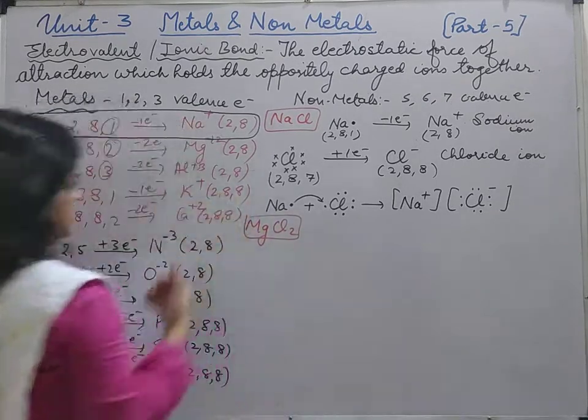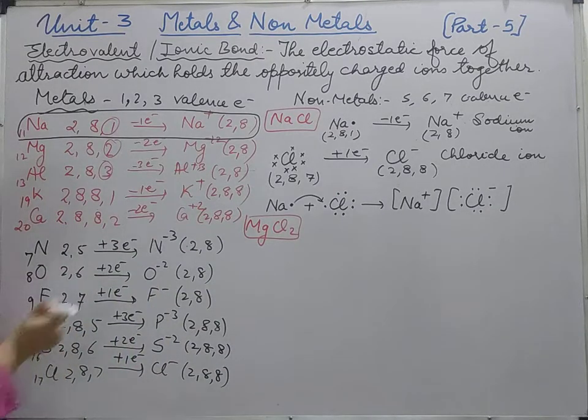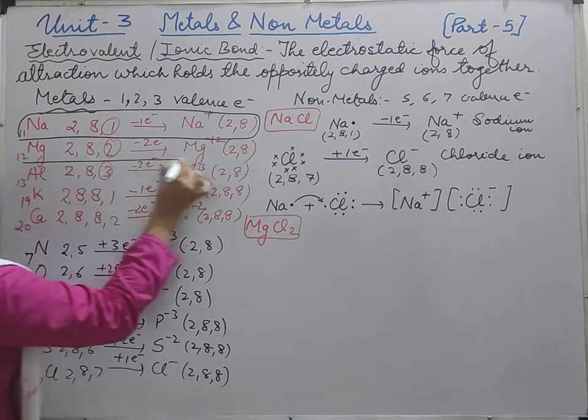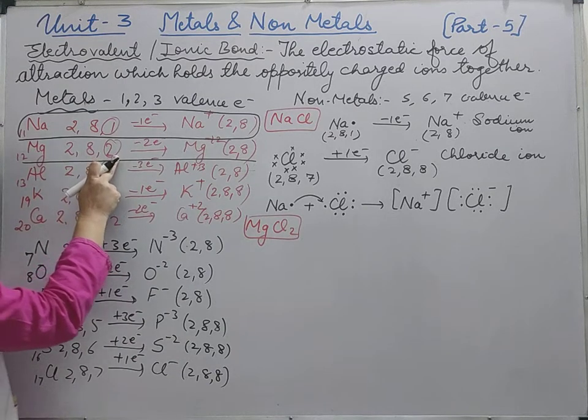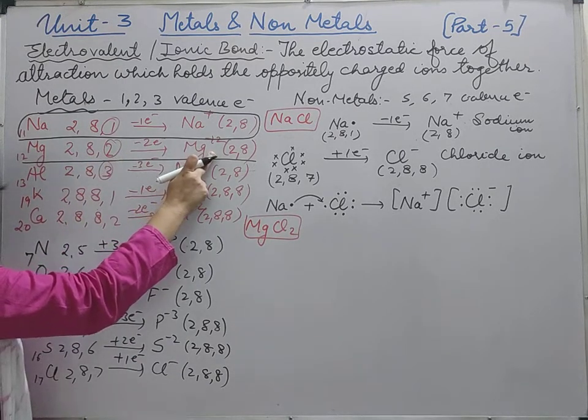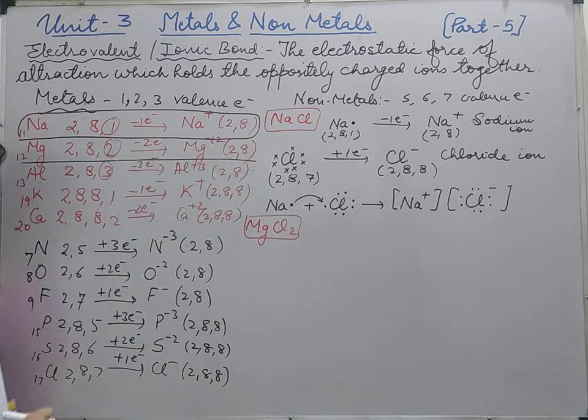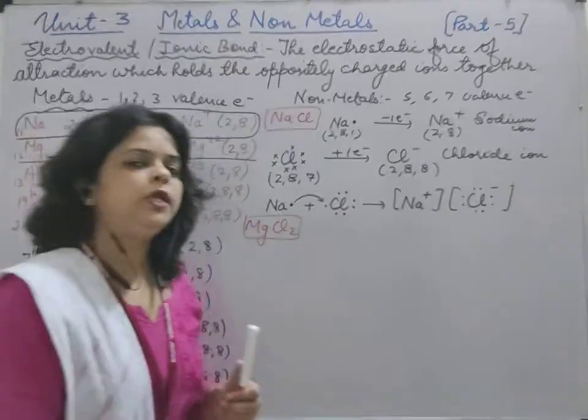Okay, let's come back here. Magnesium chloride. अभी हमने मैग्नीशियम का देखा था, it was having two valence electrons. अगर दो वैलेंस इलेक्ट्रॉन यूज कर देता है, it was getting Mg+2 and 2, 8 configuration. Similarly, chlorine, it was having 7 electrons. अगर ये इलेक्ट्रॉन गेन कर लेता है, it will give the chloride ion having a configuration of 2, 8, 8.